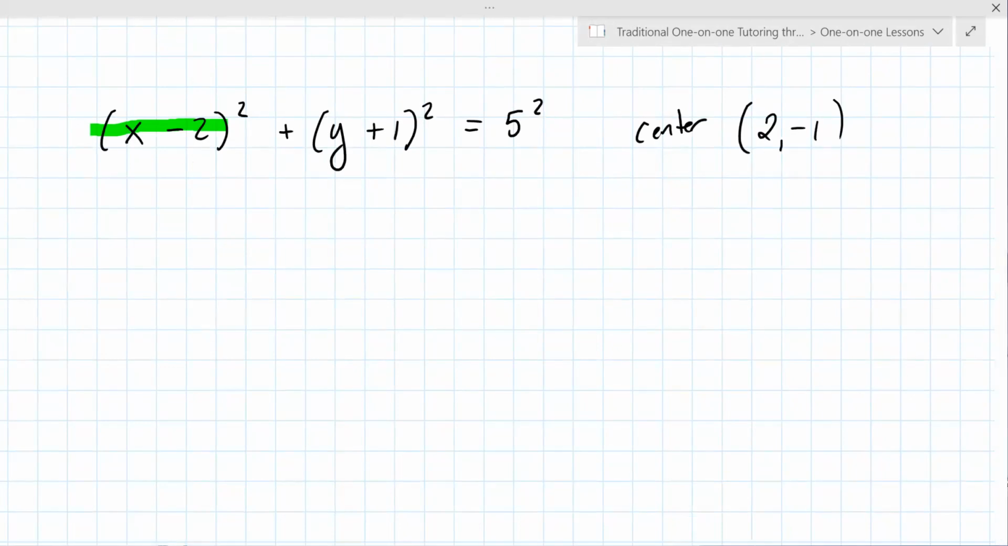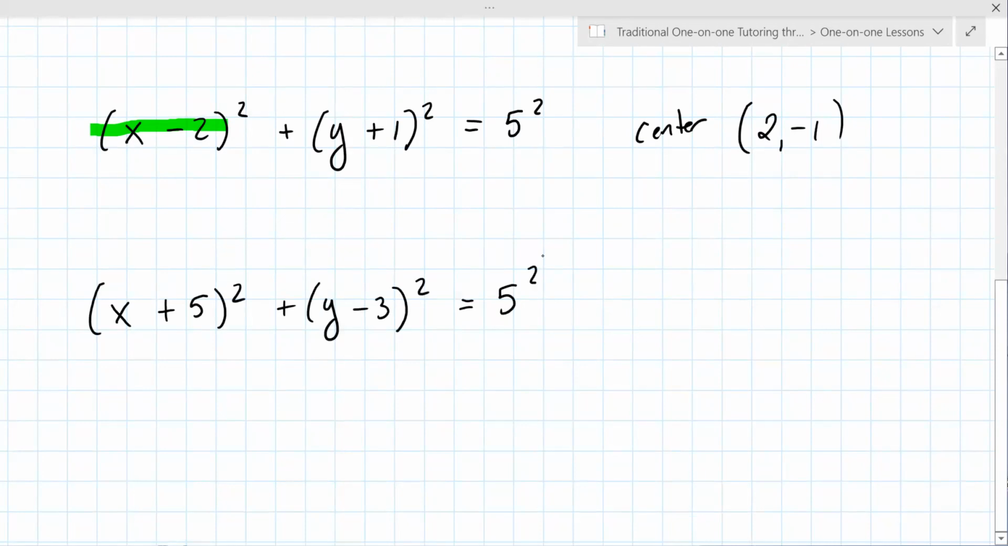Okay, let's see if you can do one more here. I'm just grabbing some equations for us. How about (x + 5)^2 + (y - 3)^2 = 5^2. I know that the center is (-5, 3). Good, very good.